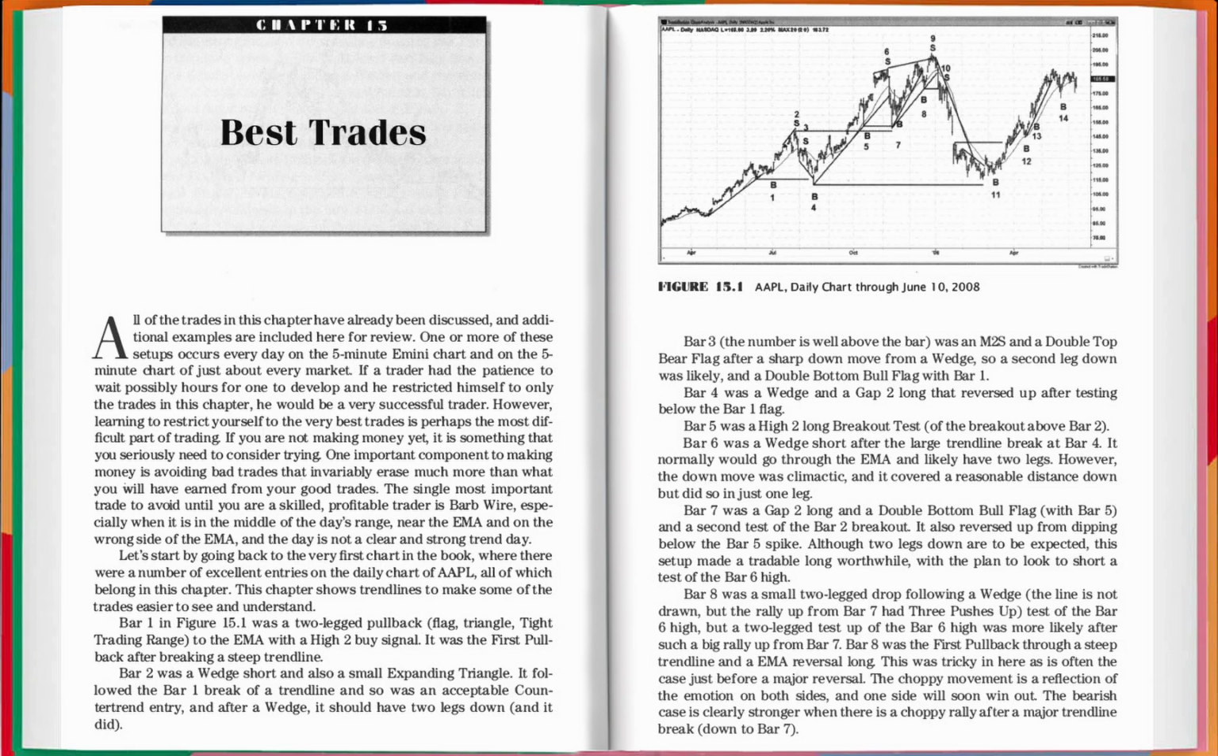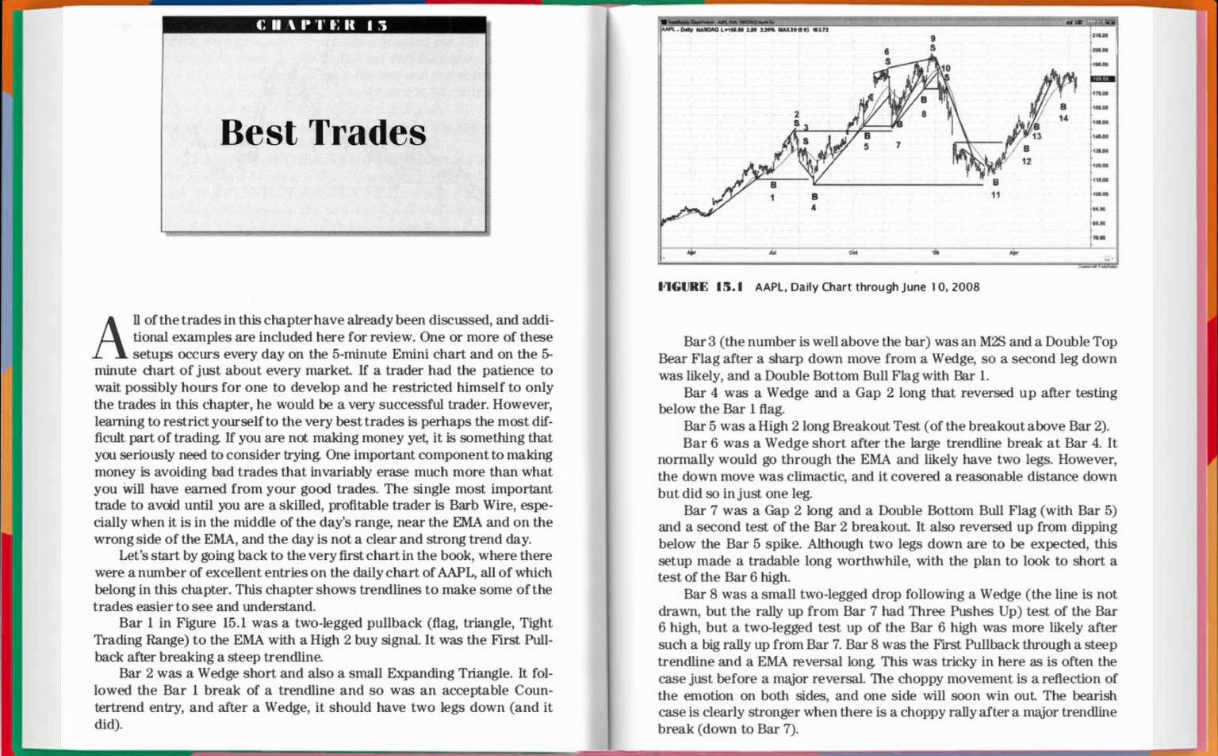Bar 6 was a wedge short after the large trend line break at bar 4. It normally would go through the EMA and likely have 2 legs. However, the down move was climactic, and it covered a reasonable distance down but did so in just 1 leg. Bar 7 was a gap too long and a double bottom bull flag with bar 5 and a second test of the bar 2 breakout.